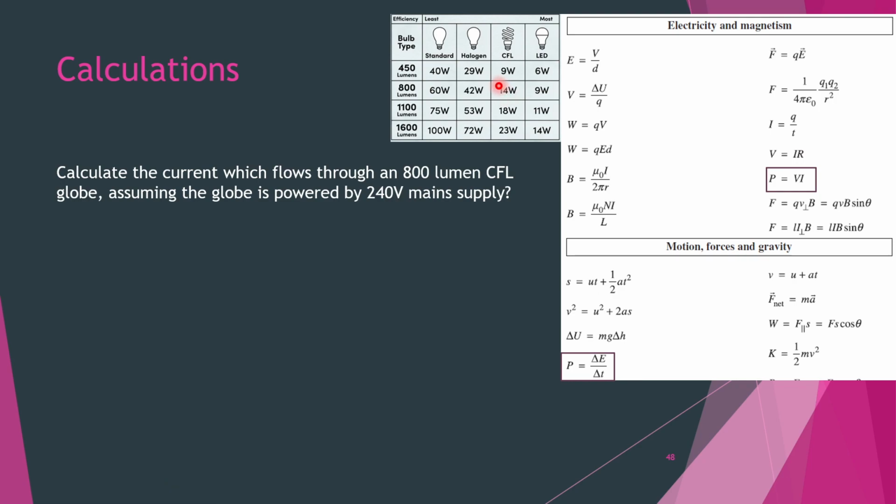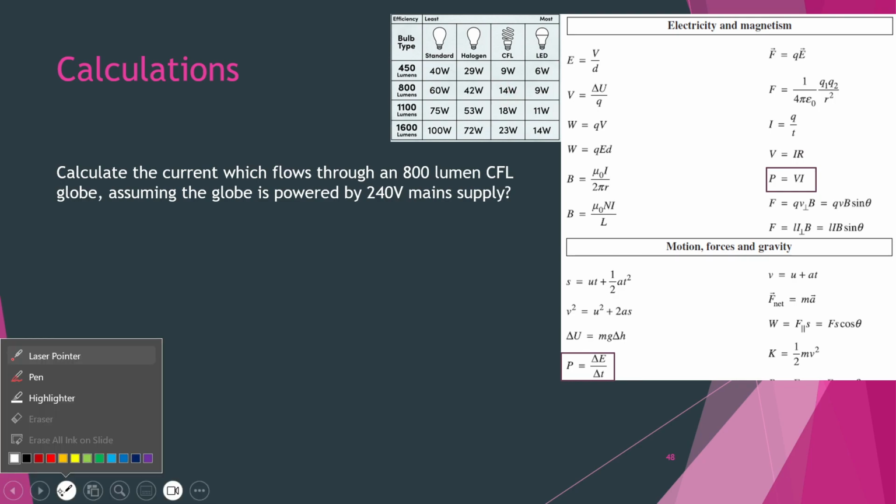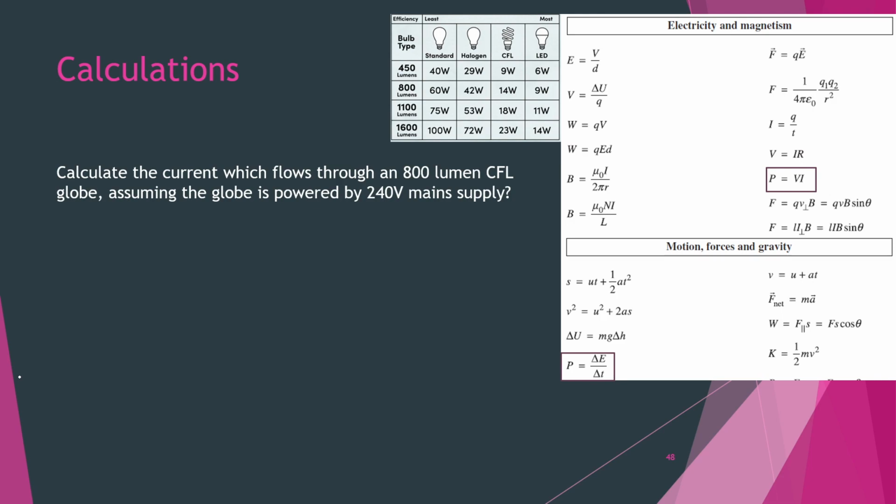So if we're using an 800 lumen CFL globe, what that will mean is that the globe is rated at 14 watts. This value is our power. In the question, we've also been told the voltage of the power supply, which will give the light globe energy, and that is 240 volt mains. And we're being asked to calculate the current I. That's something that is not known.